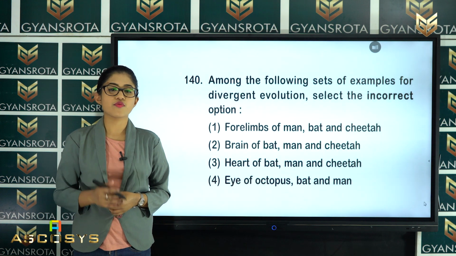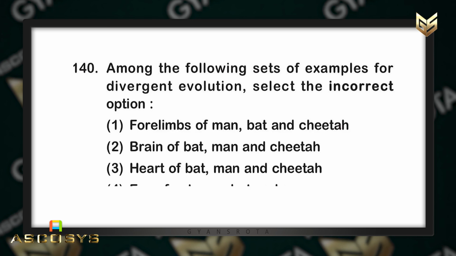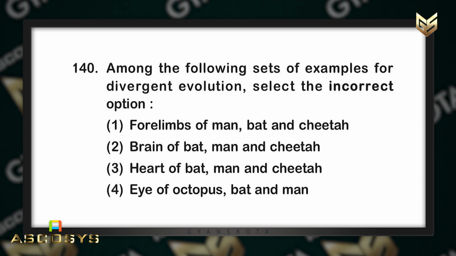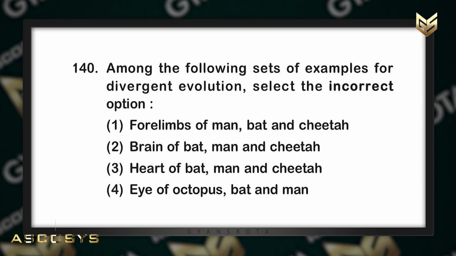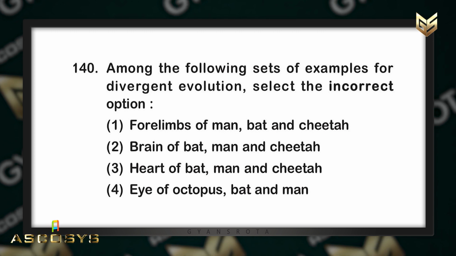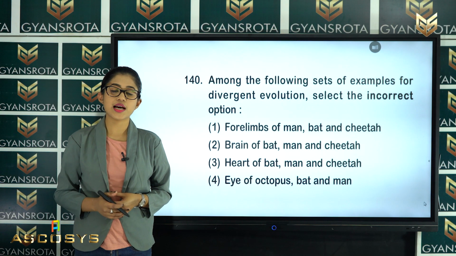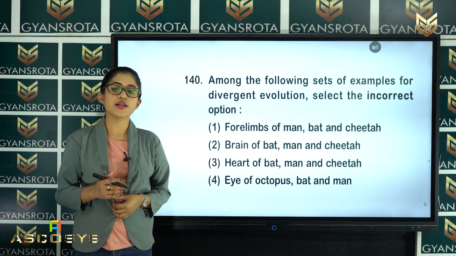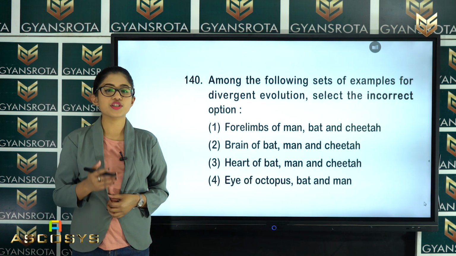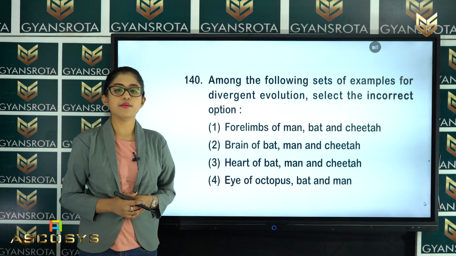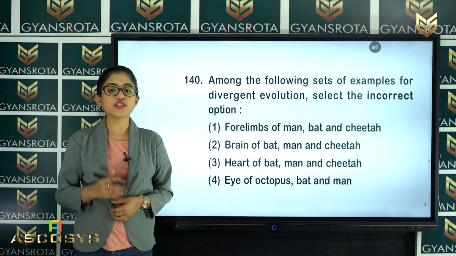In this question number 140, among the following sets of examples for divergent evolution, select the incorrect option. Forelimbs of man, bat and cheetah, brain of bat, man and cheetah, heart of bat, man and cheetah, and the fourth option is eye of octopus, bat and man. So, from these options we have to select the convergent evolution, because the other three options, that is option number 1, 2 and 3, are examples of divergent evolution, whereas the last option, the eye of octopus, bat and man, is an example of convergent evolution.